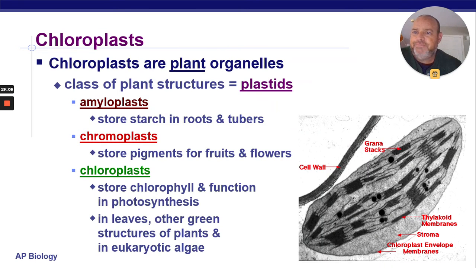There's some circles for you. So a little bit more about chloroplasts. Chloroplasts are only one part or one example of a plastid. There are other plastids out there.